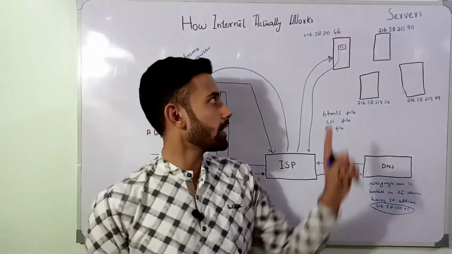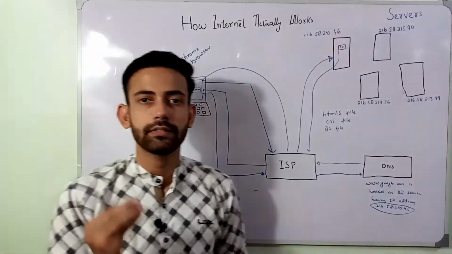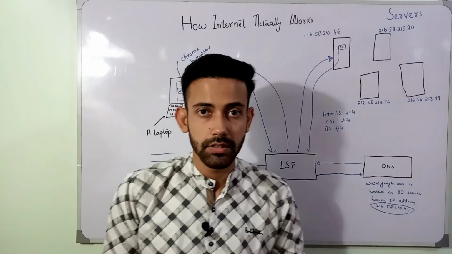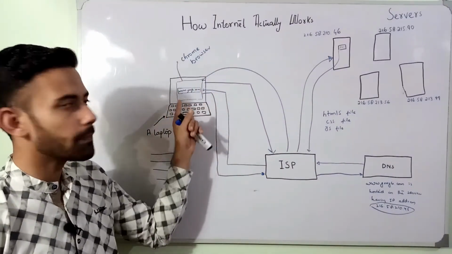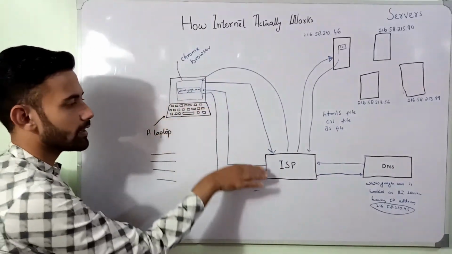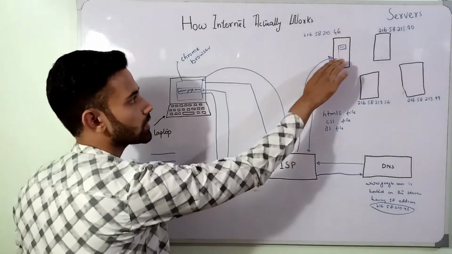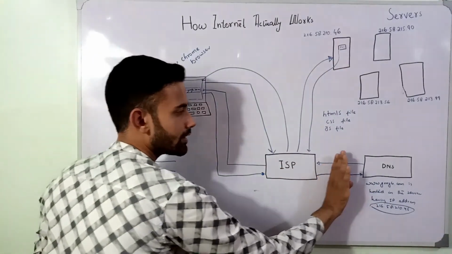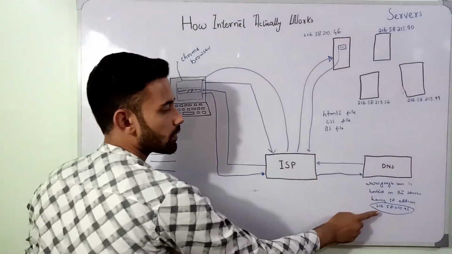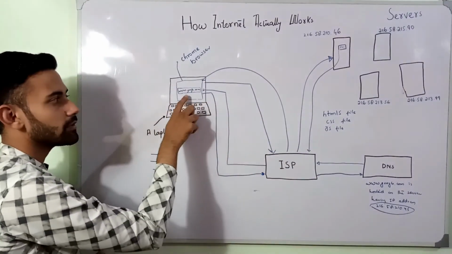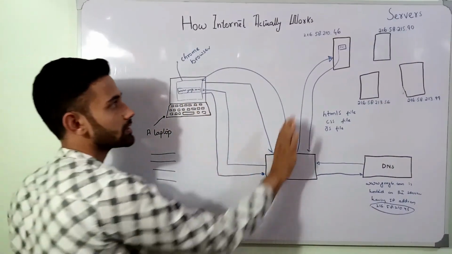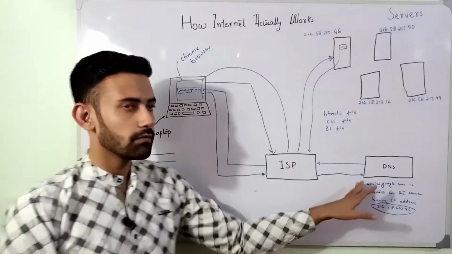So keep this in mind. If you know the IP address of the server where the website is hosted, you can directly provide the IP address here. The request is sent to the ISP. The ISP sends the request to the server directly. Here there is no work of DNS, because DNS is providing you the IP address, but the IP address you have already provided yourself, so the request is directly sent.